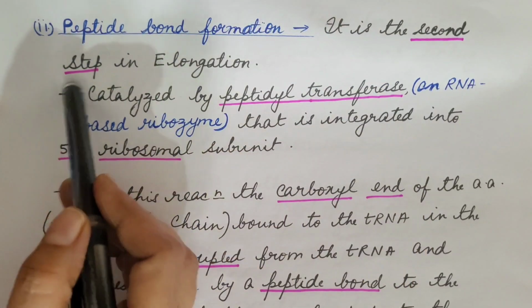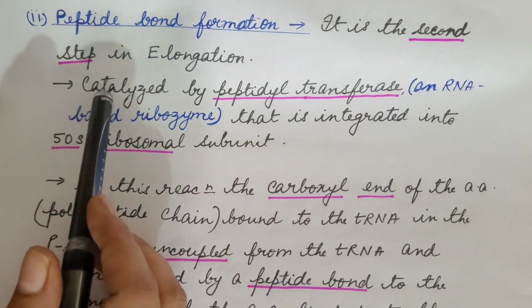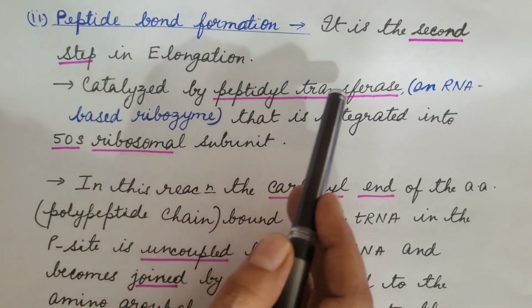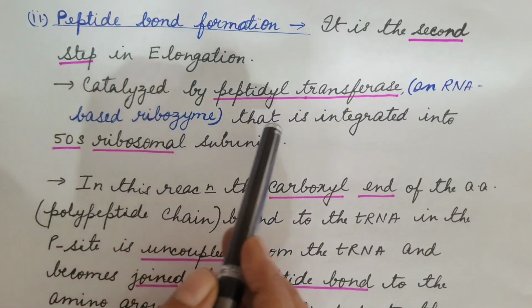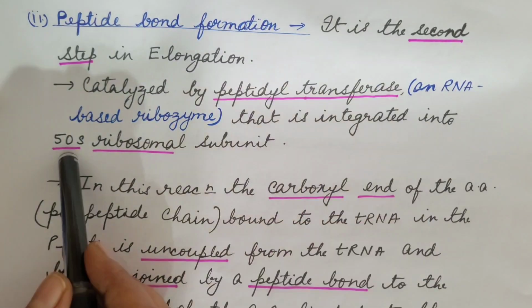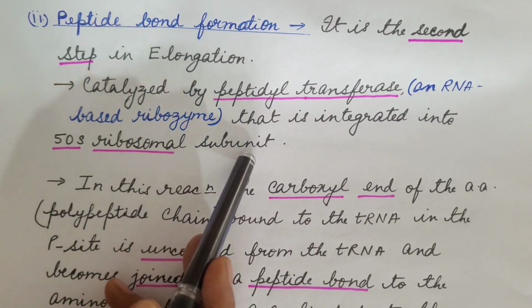Now the second step of elongation, that is peptide bond formation. It is the second step in elongation. It is catalyzed by the peptidyl transferase enzyme, an RNA based ribozyme that is integrated into the 50S ribosomal subunit.